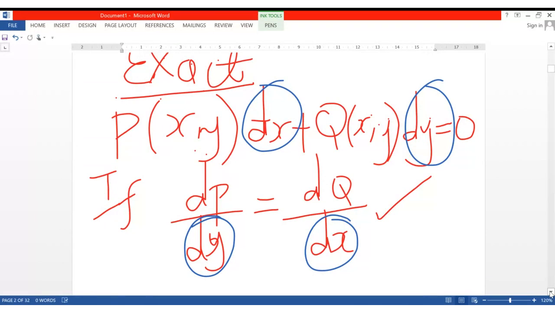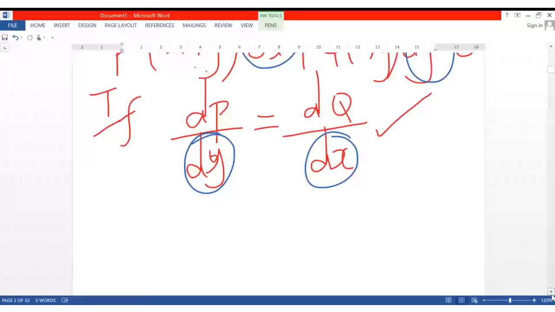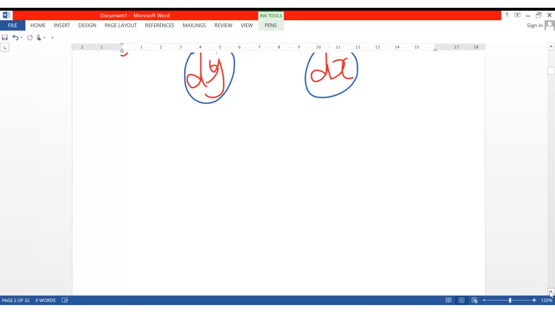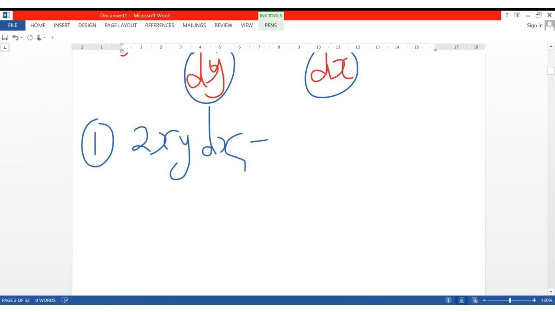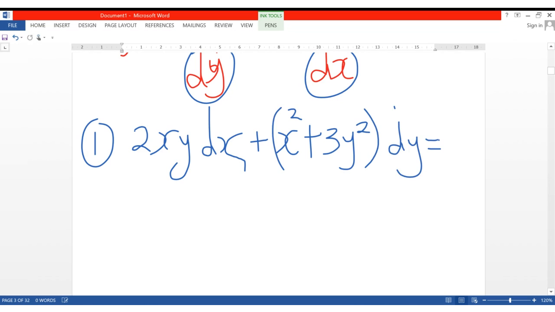So we shall check first of all if it is exact, and then we proceed to solving. An example that I've given you, this one here: 2xy dx plus x squared plus 3y squared dy is equal to 0.